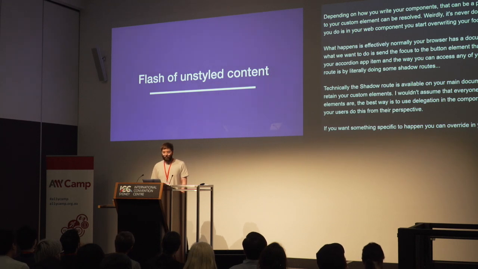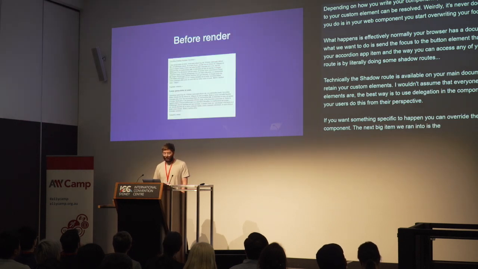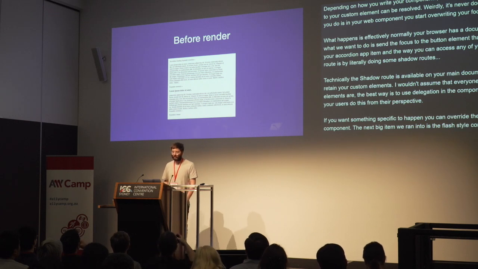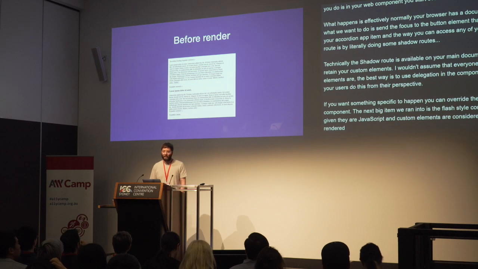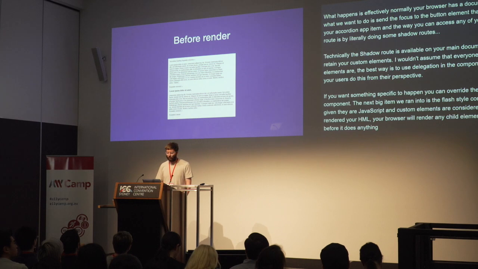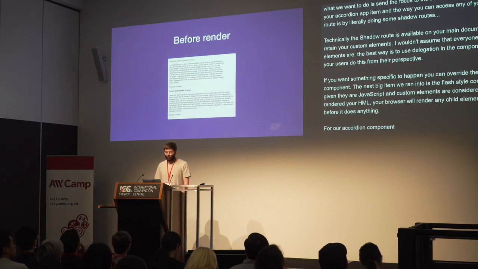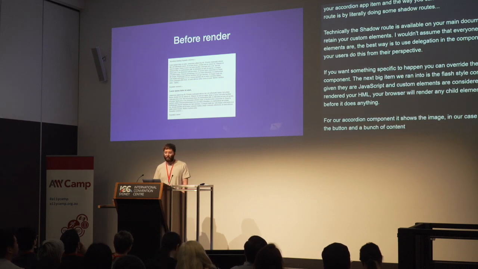So the next big item that we ran into is the flash of unstyled content. With web components, given that they're JavaScript and that your custom element is really considered a div, before it's executed, your browser will just render any child element with the native styles that it gets before it does anything. So for our accordion component, it really just shows like the image. You have, in our case, just a span that is supposed to be the title for the button, and then a bunch of content. And we have an icon there as well. So it's really kind of confusing.